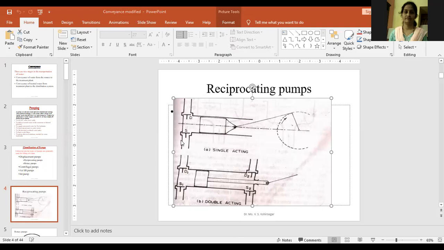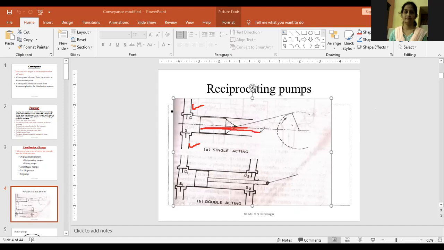Here in a single acting pump, first is the inlet, some pipe through which water will be collected from the source. And this is the push forward pump through which water can be forwarded to the target where you want to forward it. Here the piston and the pulley are provided. The piston's movements are in the forward and backward direction.